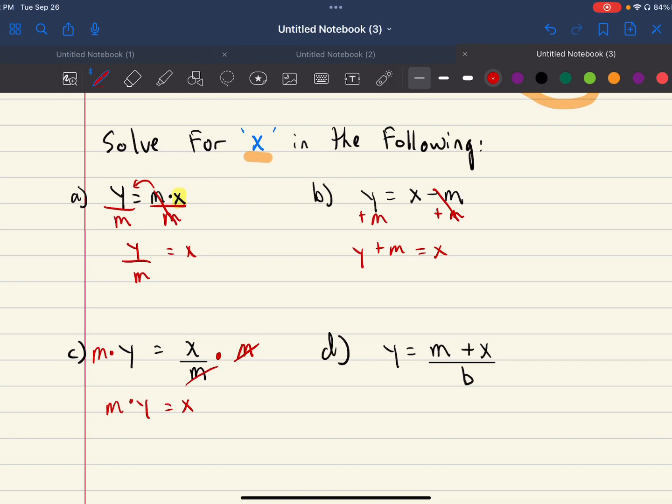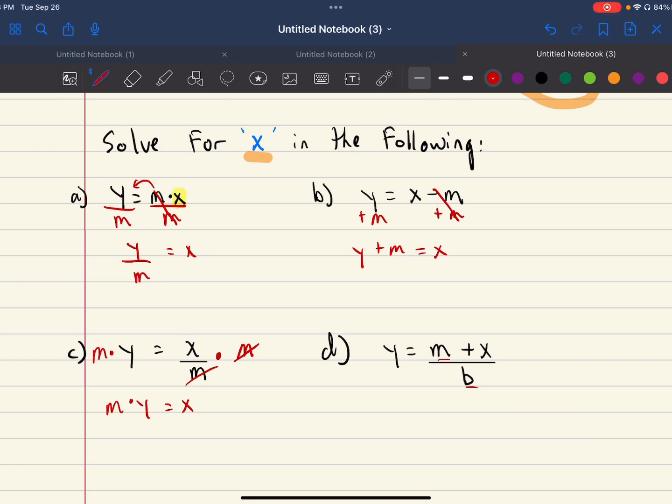Now, what happens if I have more than one variable to move to the other side? Well, you're still going to do operations or inverse operations to each variable. You just have to do them one at a time. So in this case, I have y is equal to m plus x over b. I have to move the b and the m.